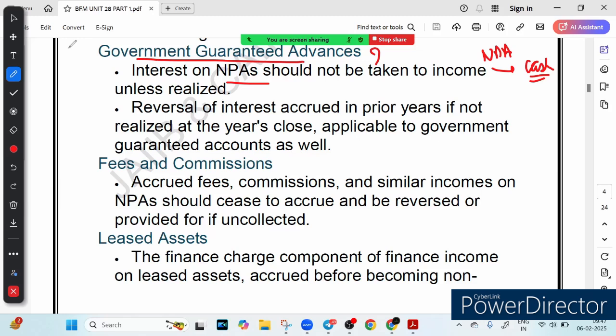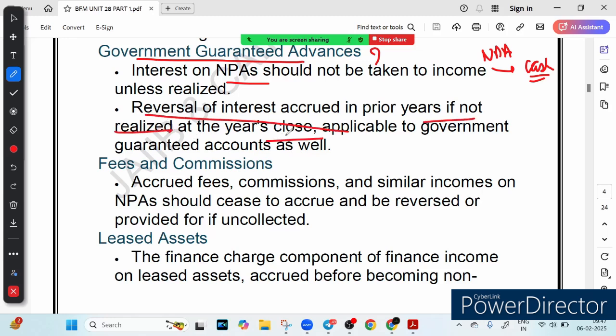You must know that if the interest was previously recorded as income but remains unpaid at the end of the year, it must be reversed. This rule applies even if the loan is government backed. Understood? The interest accrual of the prior year that is not realized by the year close must be reversed.